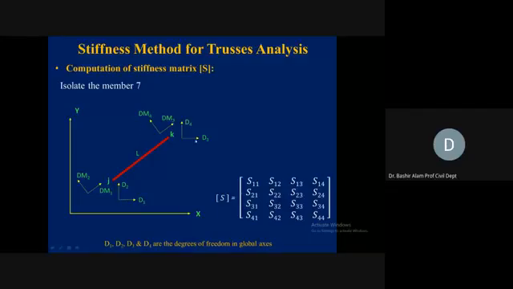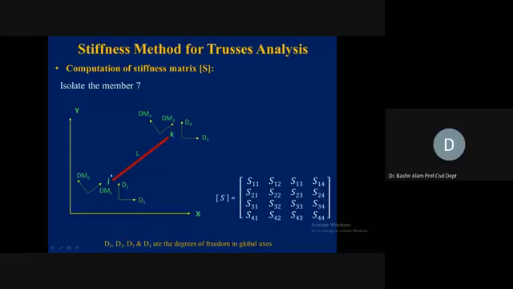What about the global displacements? Here at joint J, the horizontal displacement, this is the global direction, we call D1 and the vertical we call D2. Here at joint K, the horizontal displacement is D3 and the vertical displacement is D4. Rightward and upward we take positive. And these are the degrees of freedom also.